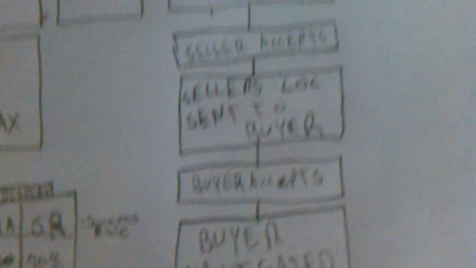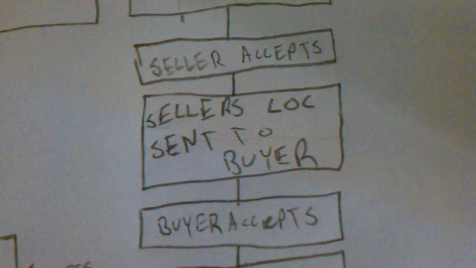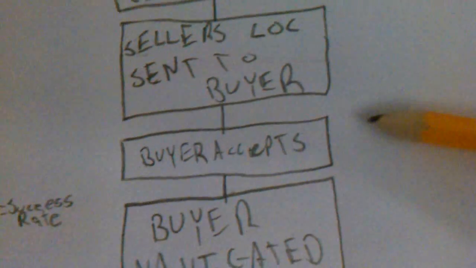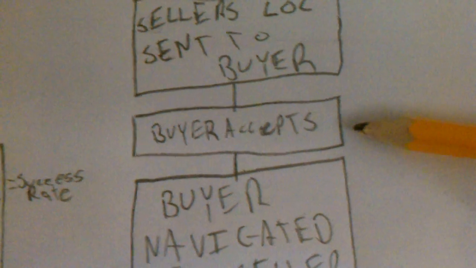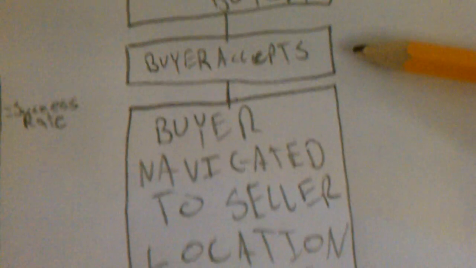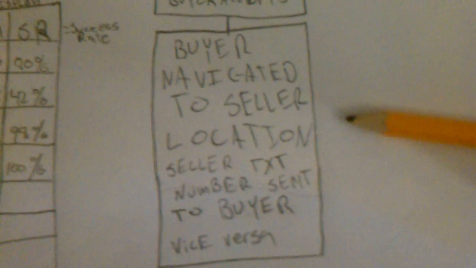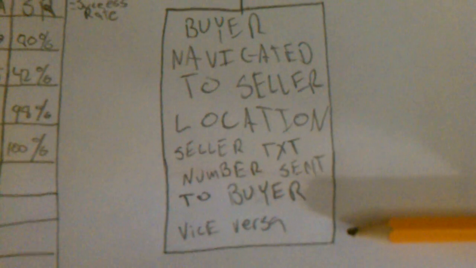Once the seller accepts one of the buyers, the buyer is given the location of the seller and is then given the option to accept the seller's acceptance. If both buyer and seller accept, the buyer is navigated to the seller's location, the seller's text number is sent to the buyer, and vice versa.